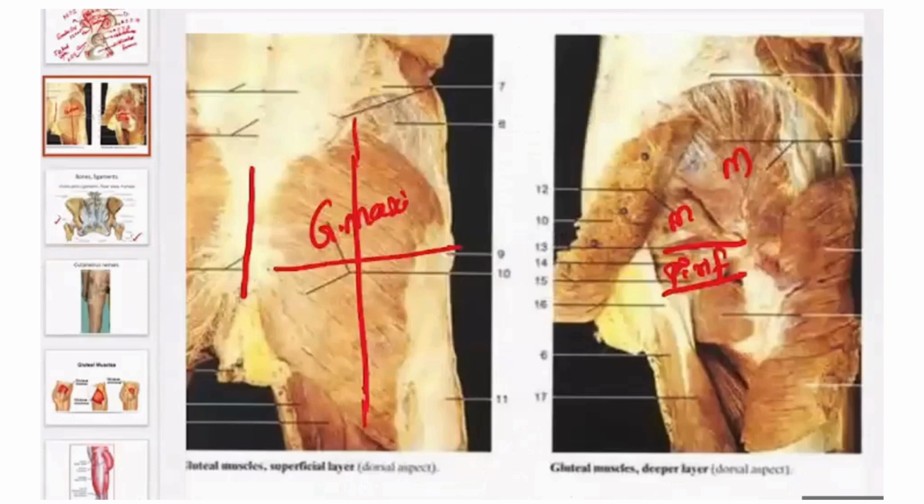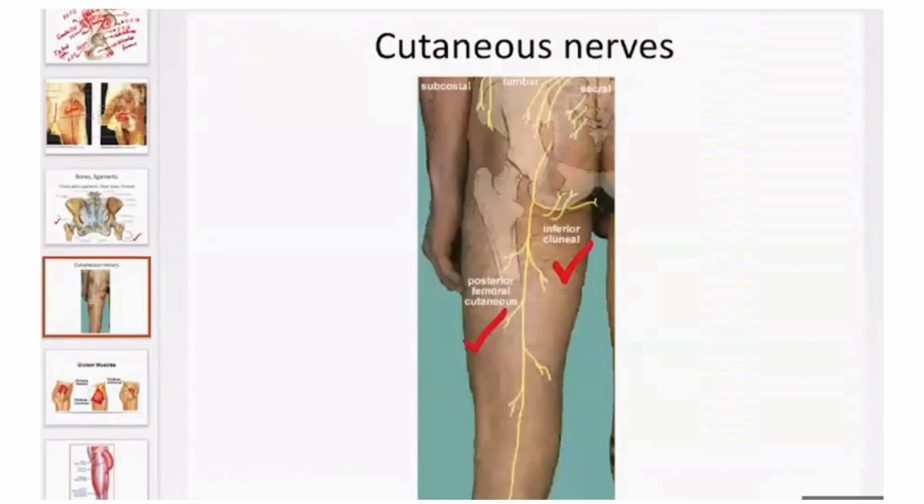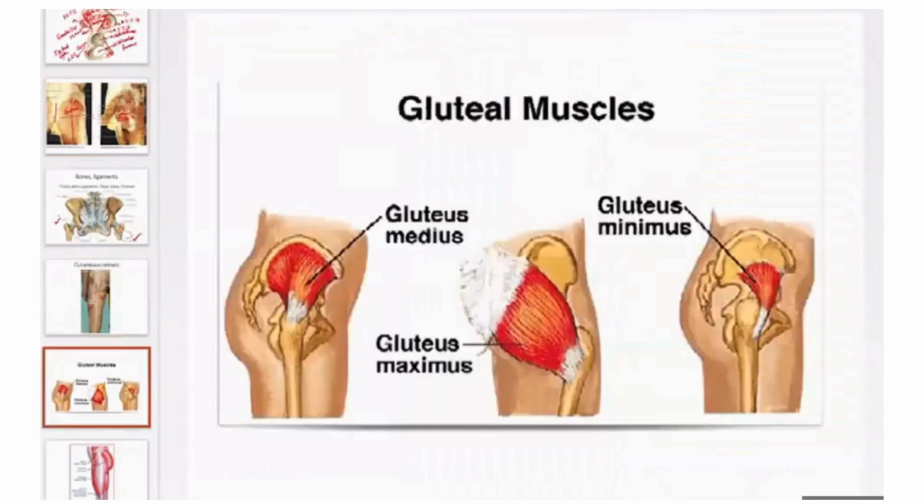Two ligaments are... The cutaneous innervation of the gluteal region: two nerves supply the skin over the gluteal region, the inferior gluteal nerve and the posterior femoral cutaneous nerve. Now you see the three muscles: gluteus maximus, minimus, medius. These three muscles act as extensors of the hip.